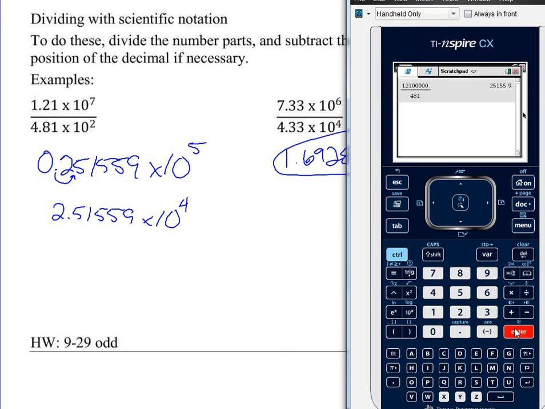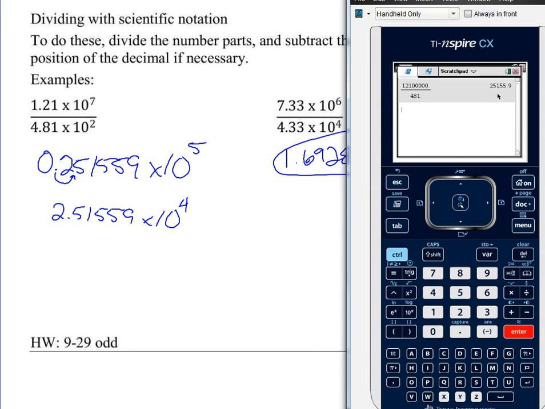And there you go. Now notice that the calculator, because it was a relatively small number, went ahead and put it in standard form for you. So that's fine, because you can handle putting it back in scientific notation if you need to. We're just moving the decimal over 1, 2, 3, 4 places, so we get the 2.51559 like we had, times 10 to the 4th power.